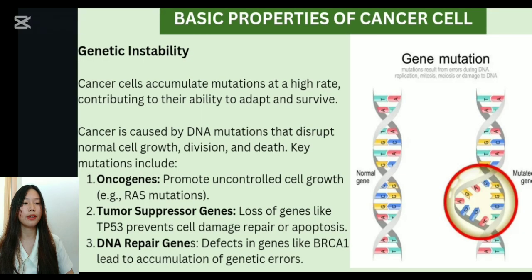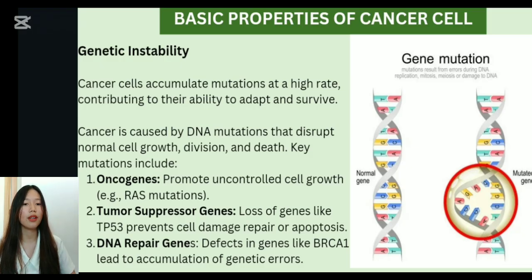Next is the properties of cancer cells is genetic instability. So, cancer is caused by DNA mutation that disrupt normal cell growth, division, and death. So, here is the key mutations include. So, may tatlo tayo dyan. So, the first is oncogenes. Si oncogenes is promote niya yung uncontrolled yung cell growth.